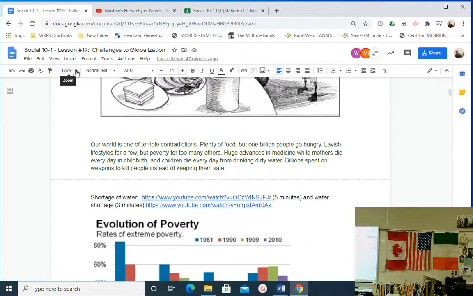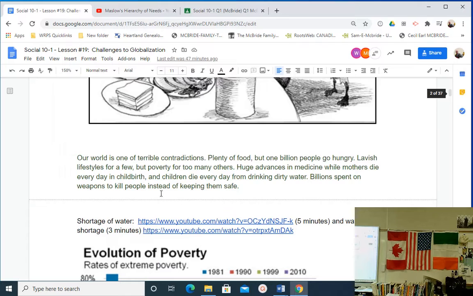So we had this quote that I had you guys look at before. Our world is one of terrible contradictions. Plenty of food, but 1 billion people go hungry.